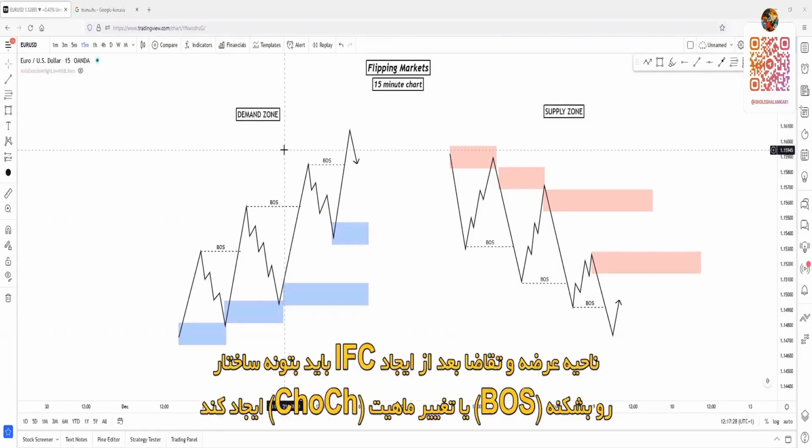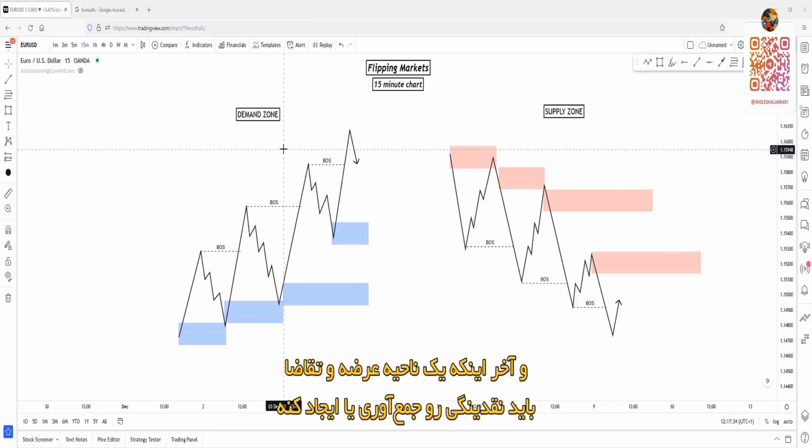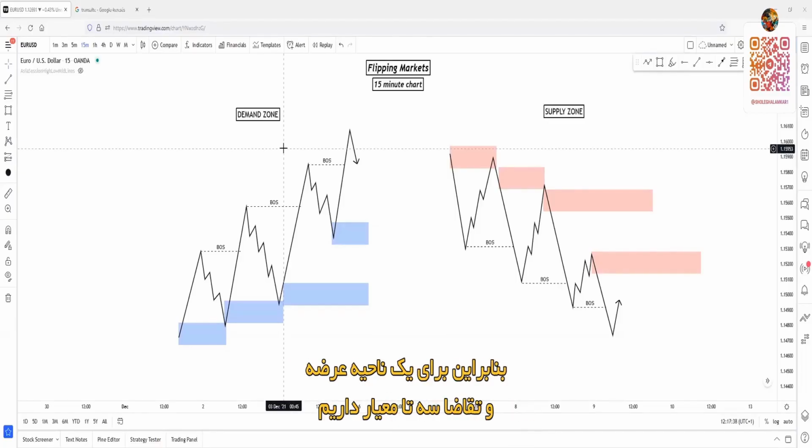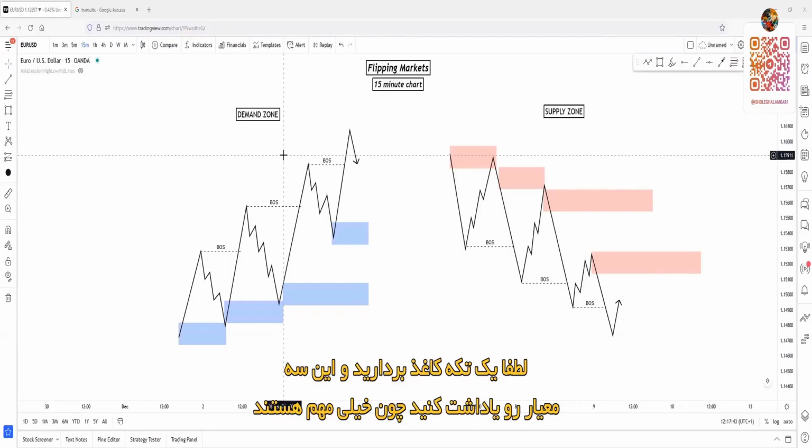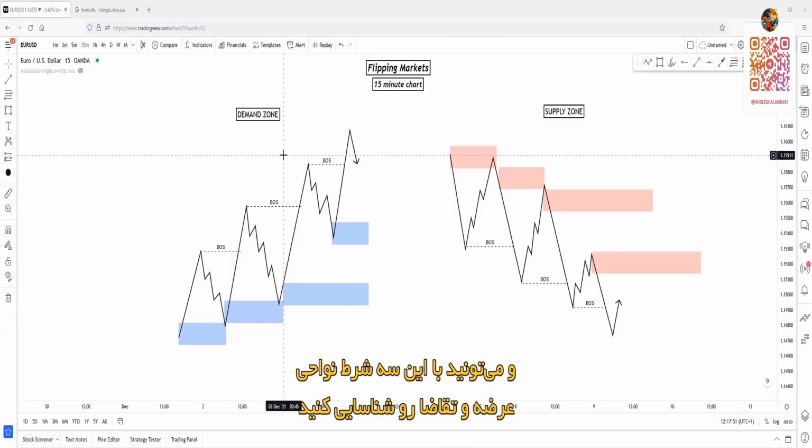Okay, move on. It has to break structure or change character. We'll talk about change of character in the entry unit. And finally, it has to create or collect liquidity. So we have three criteria for a supply and demand zone. Please grab a piece of paper and write it down, because it will be very, very important in the future. You'll be able to identify the zones based on these three criteria.